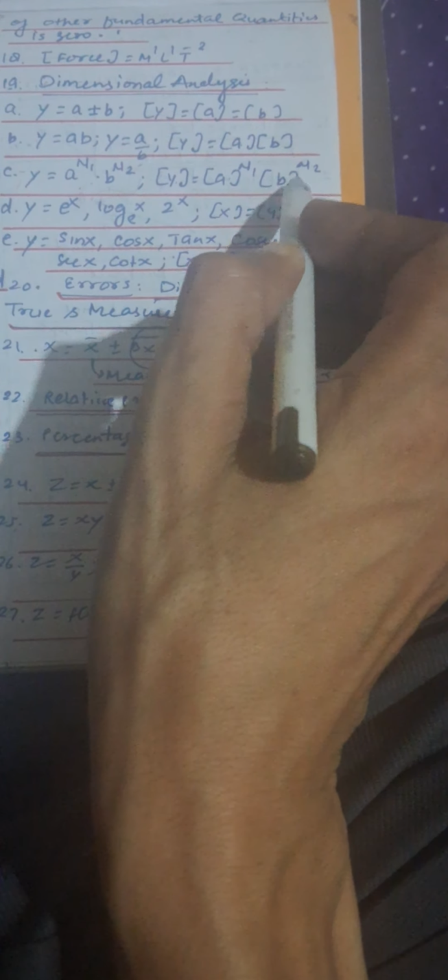Then we have y = a^n1 × b^n2. Then dimension of y is dimension of a raised to power n1 and dimension of b raised to power n2. Next point is if we have y as e^x, log x, or 2^x, then x and y should be dimensionless.